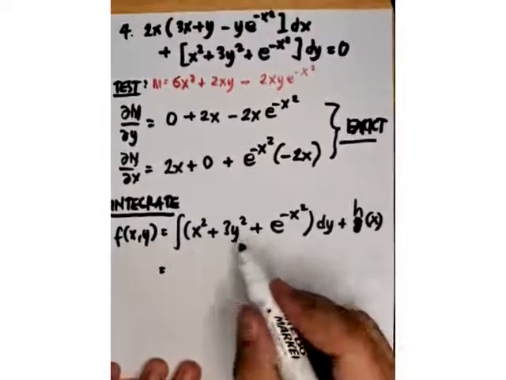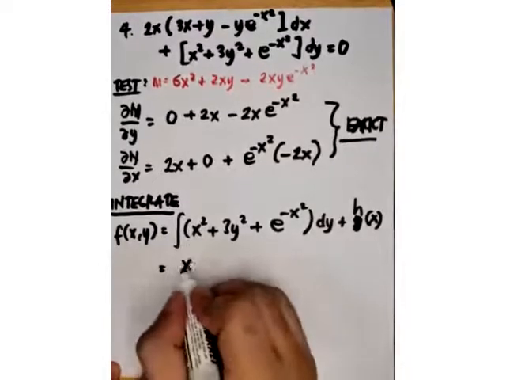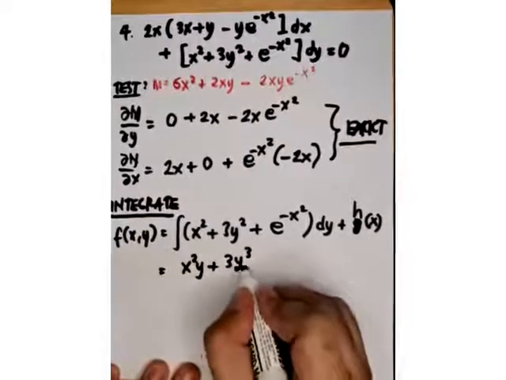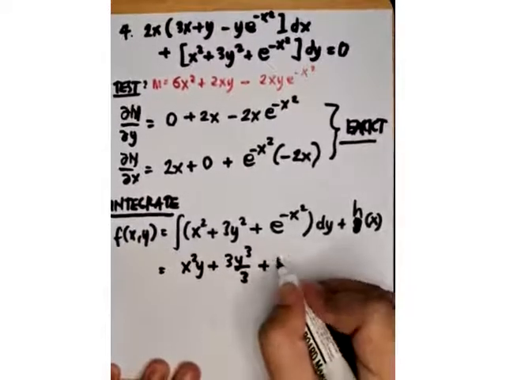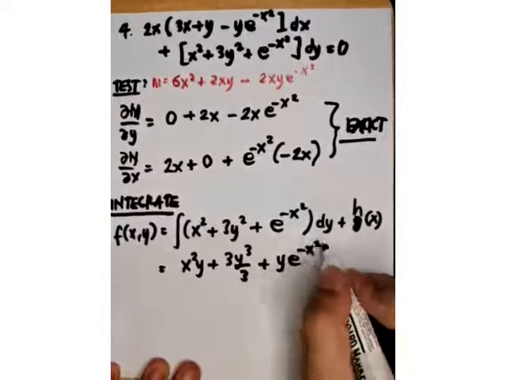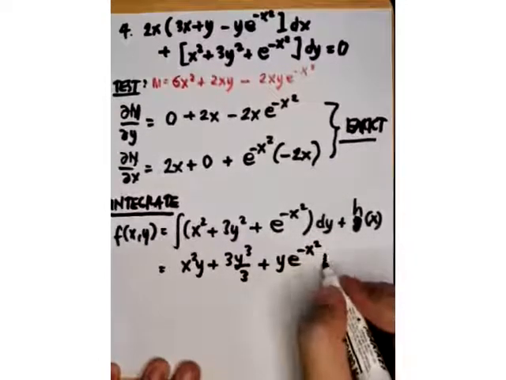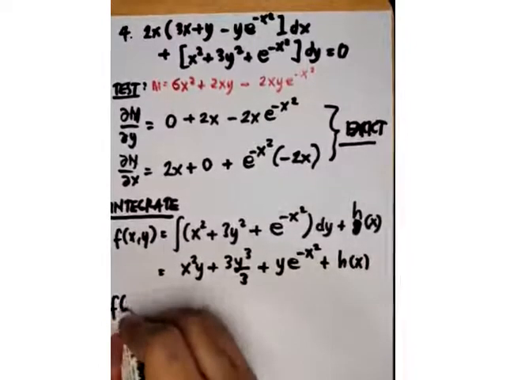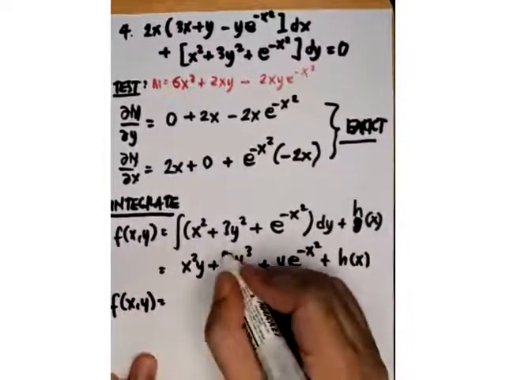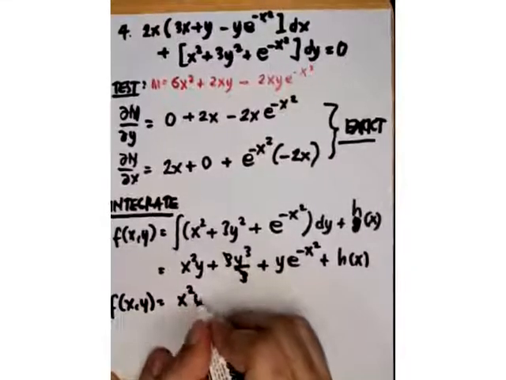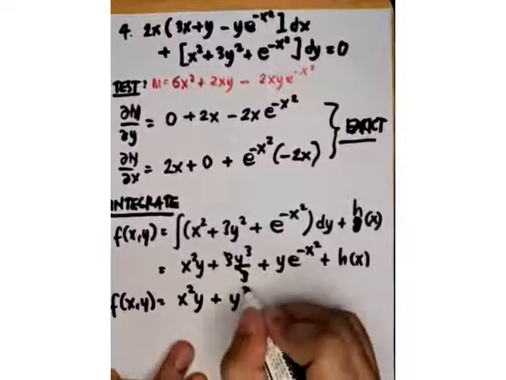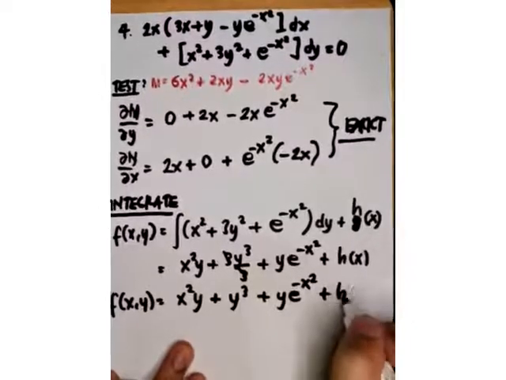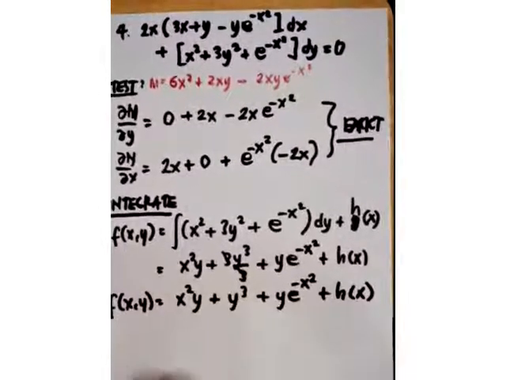So yung mga x ay constant. So that means this is x squared y plus 3y cubed over 3 plus y e raised to negative x squared, because this is a constant, plus h of x. If you will simplify, we can cancel that. So x squared y plus y cubed plus y e raised to negative x squared plus h of x.